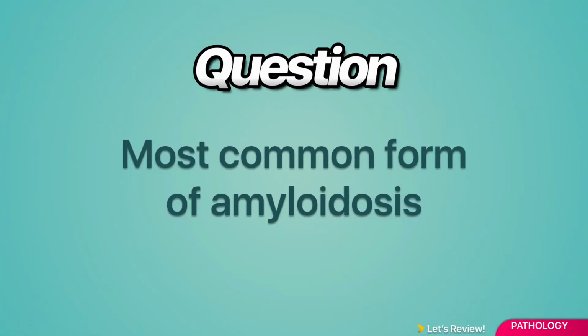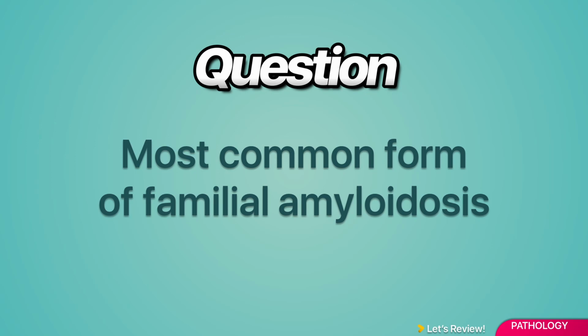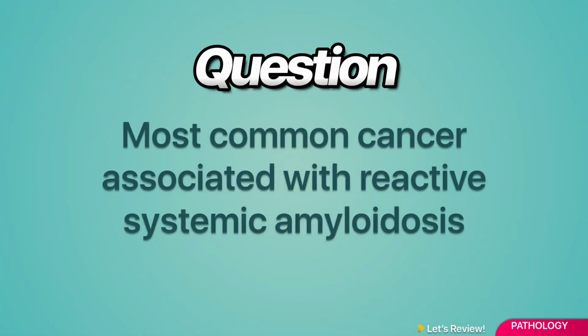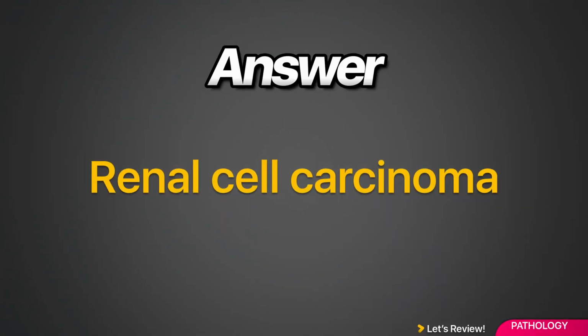Most common form of amyloidosis. Primary amyloidosis. Most common form of familial amyloidosis. Familial Mediterranean fever. Most common cancer associated with reactive systemic amyloidosis. Renal cell carcinoma.